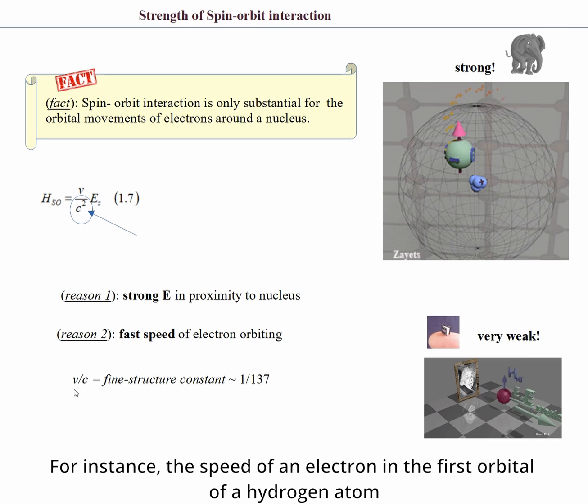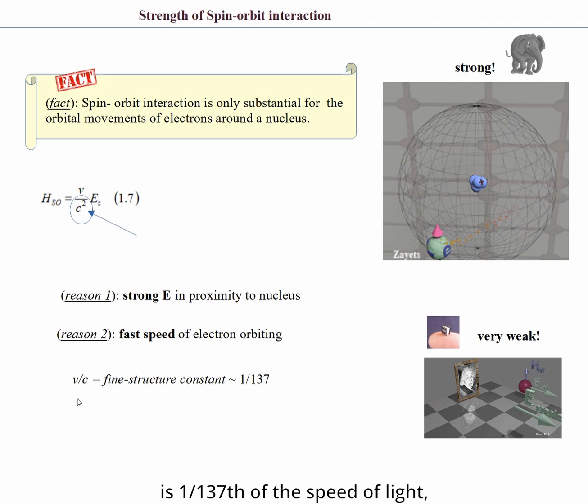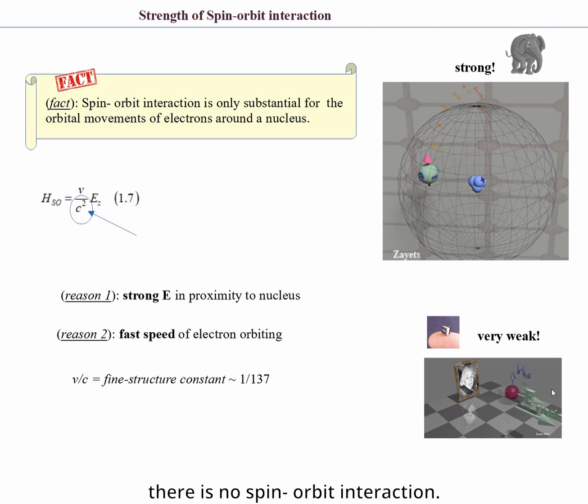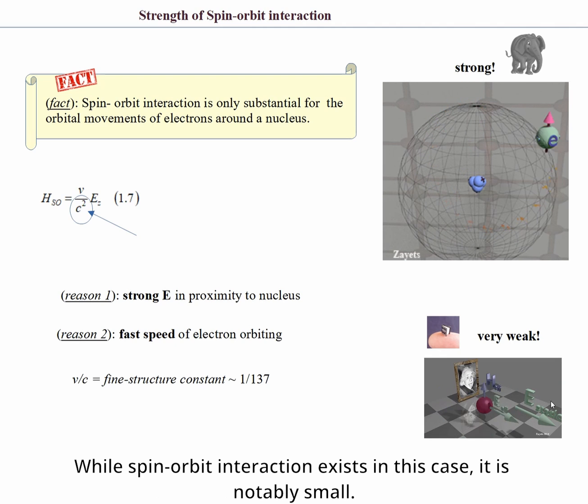For instance, the speed of an electron in the first orbital of the hydrogen atom is 1/137th of the speed of light, indicating very fast movement. I am not saying that for non-orbital movements of electrons in some external electrical field, like this, there is no spin-orbit interaction. While spin-orbit interaction exists in this case, it's notably small.